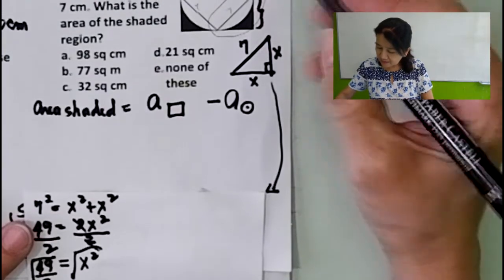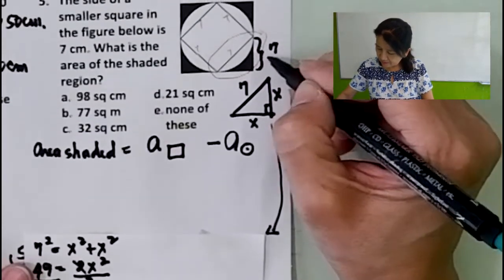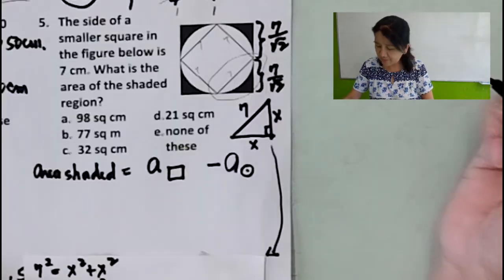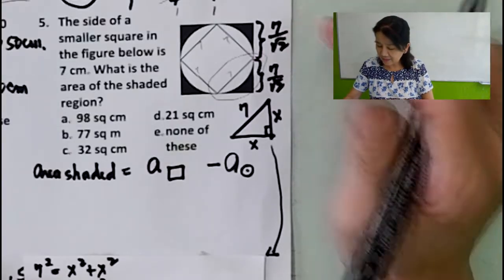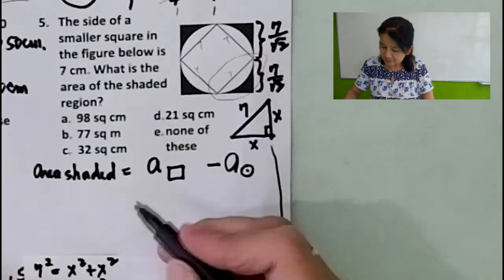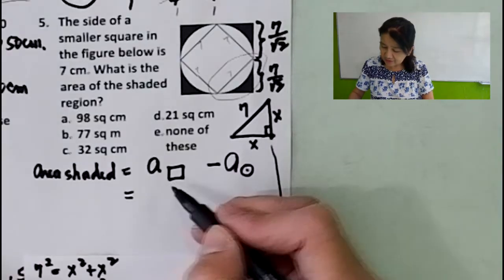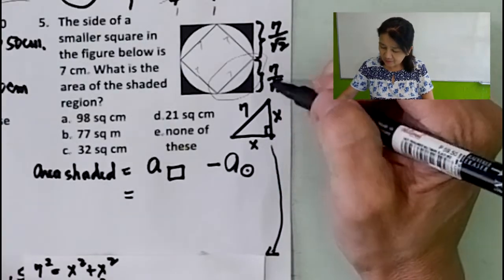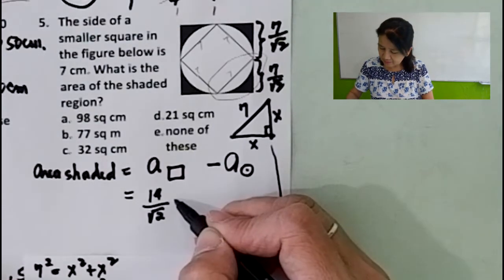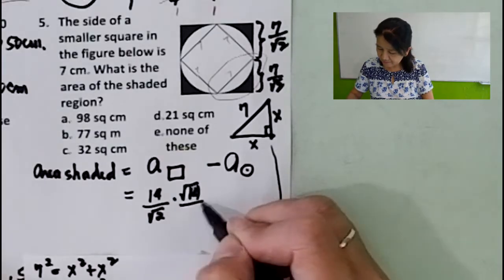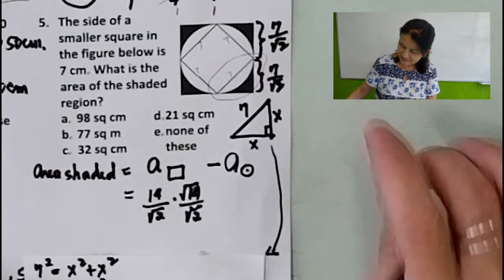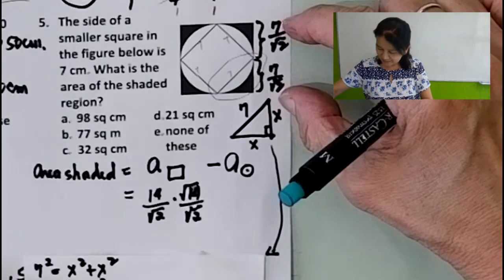So now that we know x here, which is 7 over square root of 2, then this must also be 7 over square root of 2. So add them, you get 14 over square root of 2. So we have here the area of the square with side 14 over square root of 2 is simply side times side. Okay? The side again of the square is 14 over square root of 2.